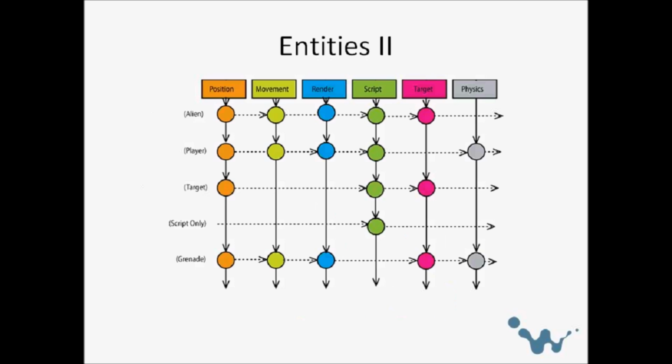At the top, horizontally, you can see the components of the system. You can appreciate the position component, which is the orange one, is present on the alien, on the player, and on the target. But for instance, the render one, we just want to render the alien and the player and the grenade. So thanks to the component architecture, we can reuse the logic across a huge number of entities.